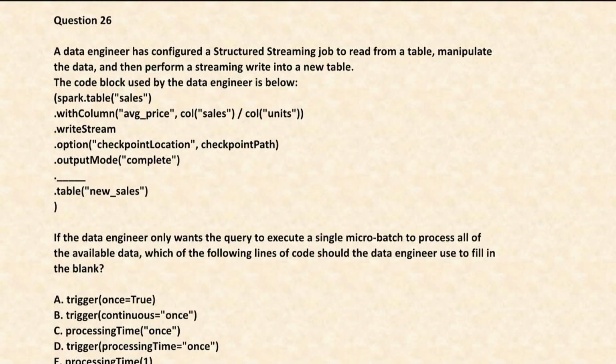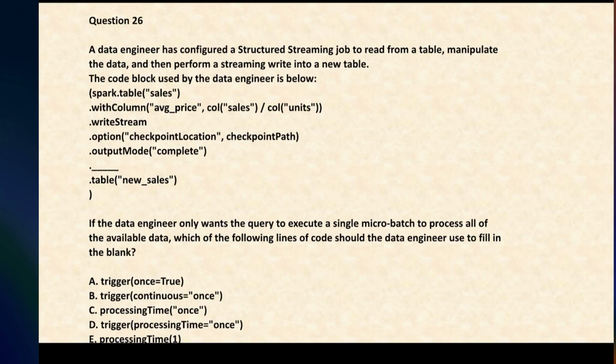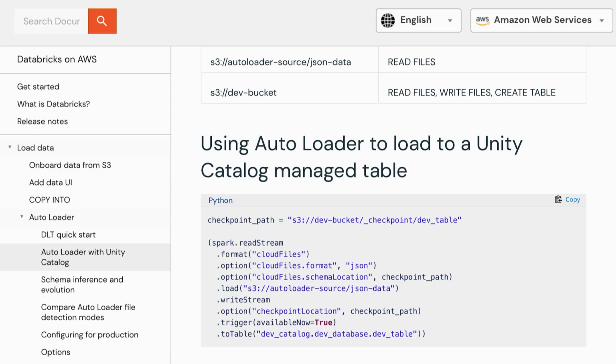A data engineer has configured a structured streaming job to read from a table, manipulate the data, and then perform a streaming write into a new table. The code block is as follows. If the data engineer only wants the query to execute a single micro batch to process all of the available data, which of the following lines of code should the data engineer use to fill in the blank? So if you see in this particular query that is being written in Databricks, there is an option called dot trigger, which is available now. There could be different options that you can use for trigger. So let's see what available now does.